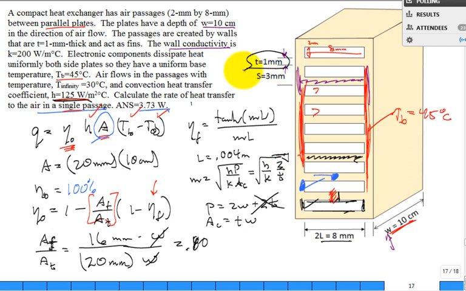So we're given our h, we're given our k, we're given our t. It's a rectangular fin. We can calculate that m. This is probably one of the more frustrating parts. Guess what m is? m is going to be 35.4 over m. Let me clarify. m is equal to 35.4 inverse meters. Do you see the potential confusion to students? m is the fin parameter. 1/m is a meter unit.